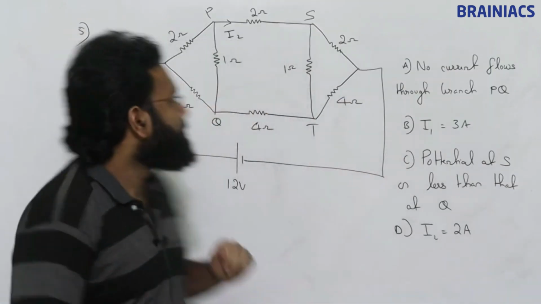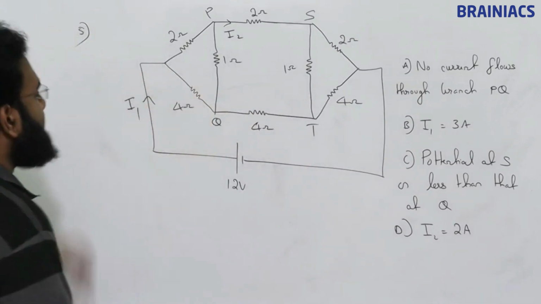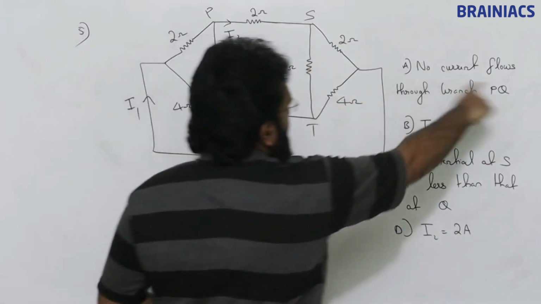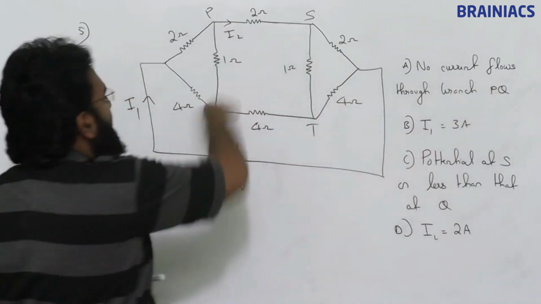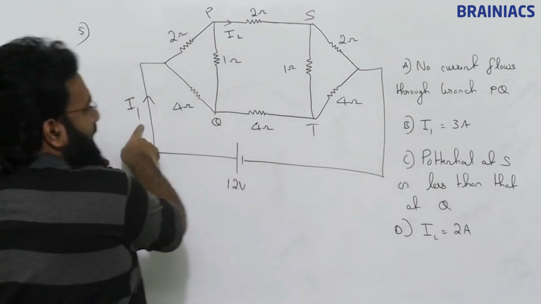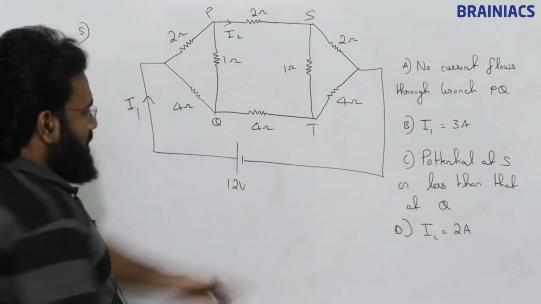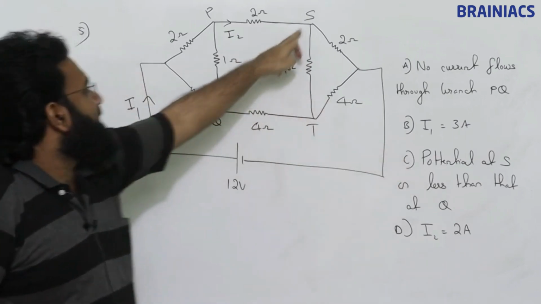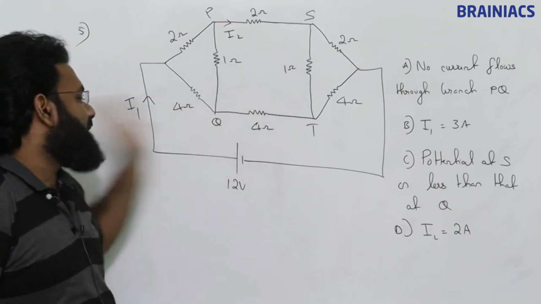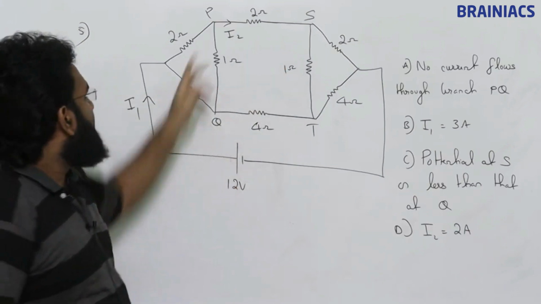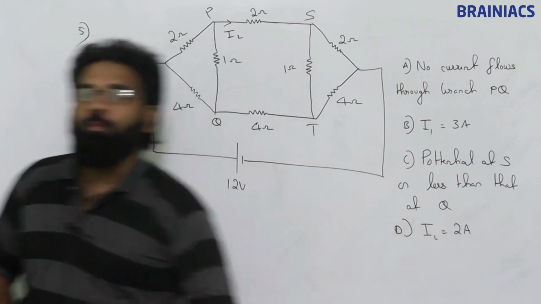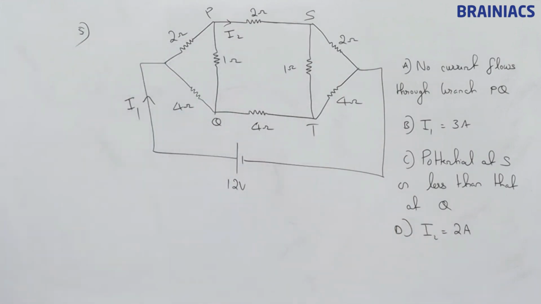Take this question. This is a circuit. Okay, 4 options are there. First option is no current flows through branch PQ. Another option is I1, that is this current, is 3 ampere. Third option is potential at S is less than at Q. Next option is I2 is equal to 2 ampere. Pause the screen and try to do.